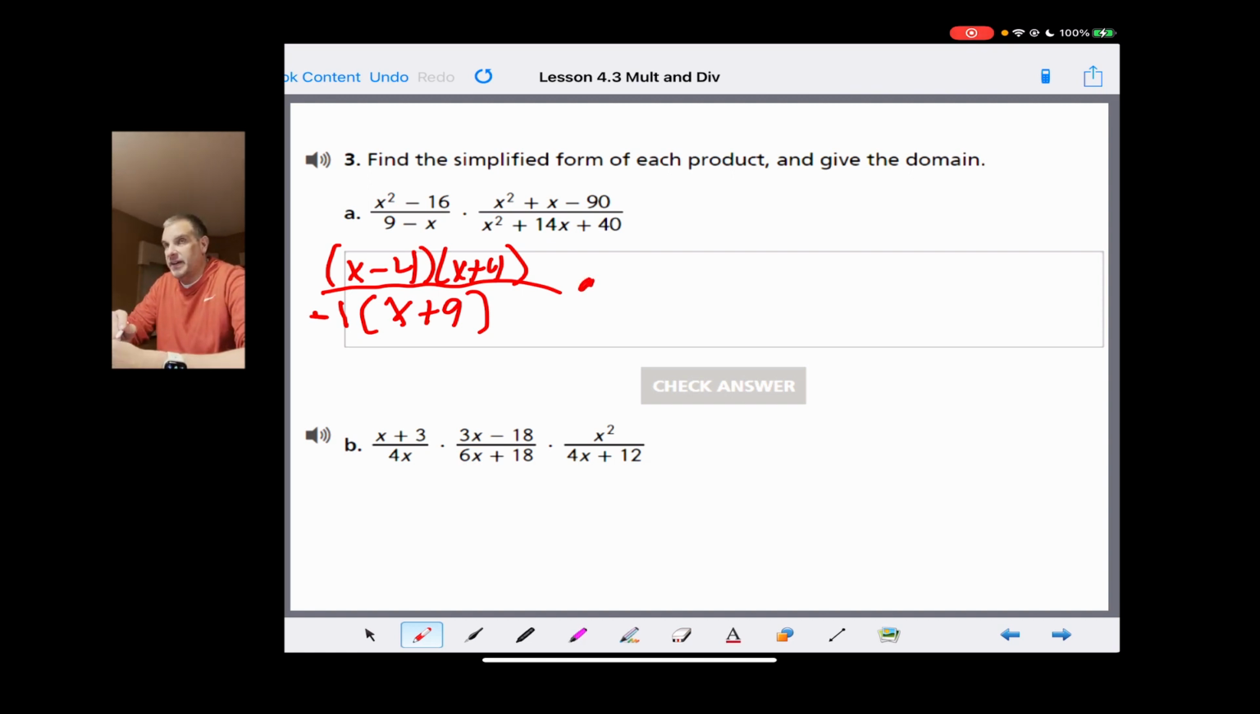Times, now we're going to factor this, so a little bit more difficult, 9 and 10. So this would be x plus 10, x minus 9.